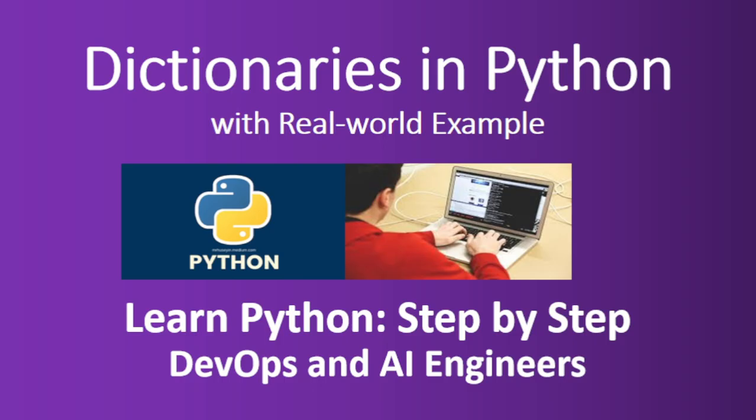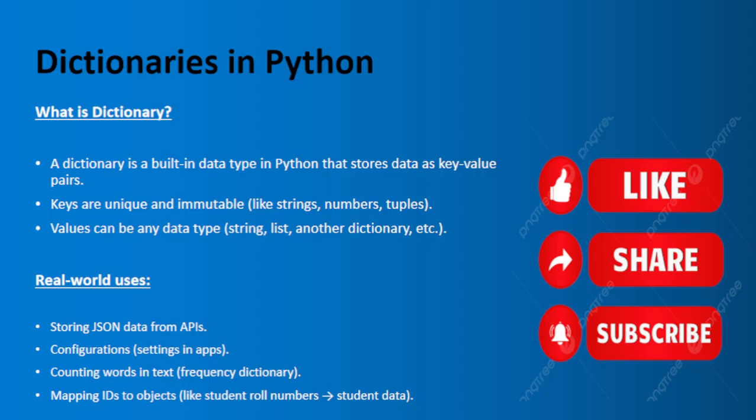So let's get started. Let's first understand what dictionaries are in Python. A dictionary is a key value pair. It is a built-in data type in Python and it stores data as key value pairs. Like in real life, we have a dictionary where all the values are stored with a key and a value. In the same way, in Python dictionaries, all values are stored in key value pairs.